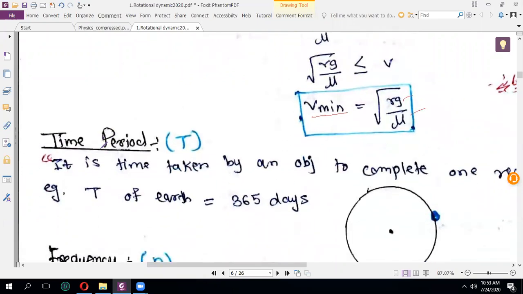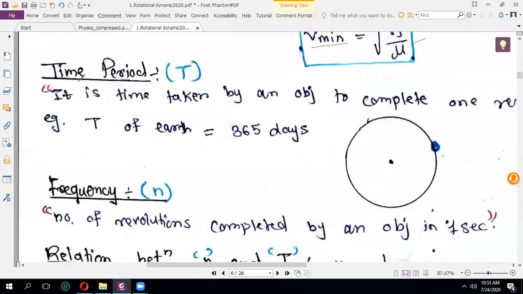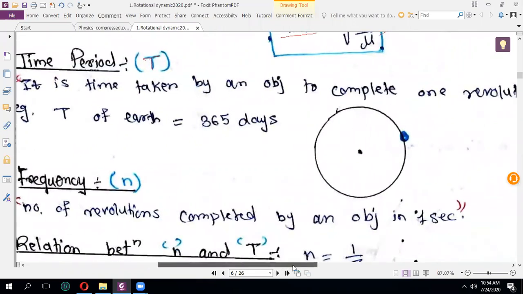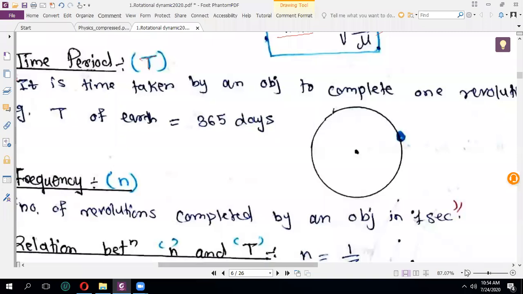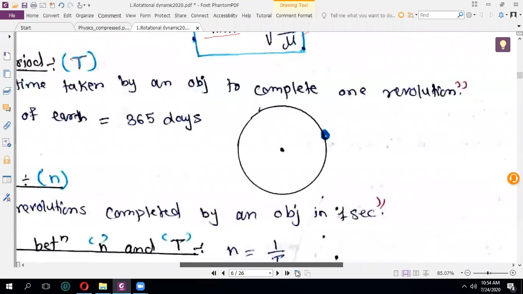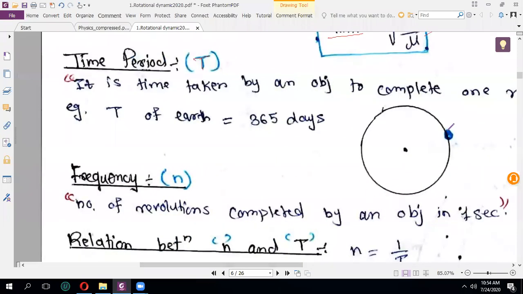Now some terms we will study here. One term is time period. Time period is represented by the symbol capital T. What is time period? Very easy. When an object wants to complete one revolution, the time taken by the object to complete one revolution is called time period. So suppose this is my object. If they want to complete one circular motion, how much time does it require?